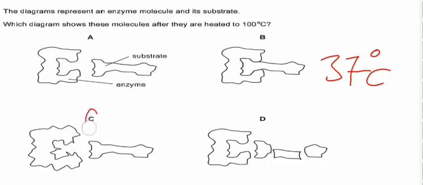So the answer here is just going to be C, because this site here has been disturbed, as you can see, and the shape of the substrate is not suiting with the shape of the active site. So the answer here is just C.